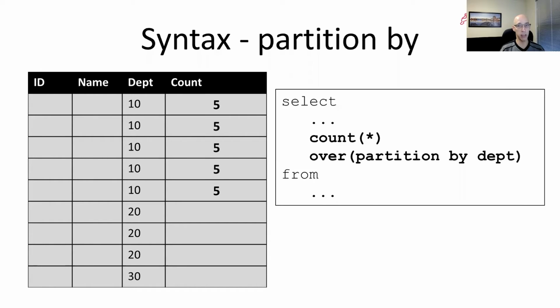Department 10 will have the count of 5, all the rows in department 10. Department 20 will be 3, and department 30 will be 1. And again, you can order the result in any way you want or manipulate it. As long as this is your result set, this will be the output of the count star analytic function.